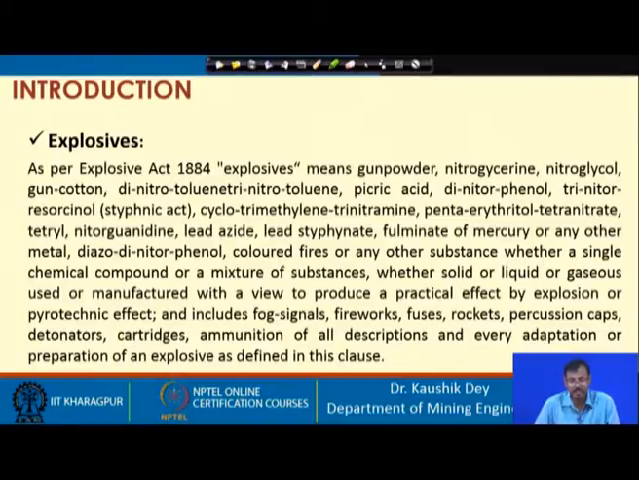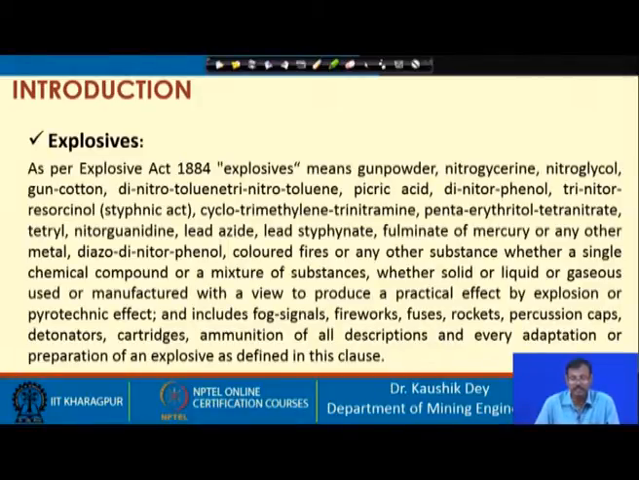These are the different chemicals listed in the Explosive Act 1884, or a mixture of substances, whether solid or liquid or gaseous, used or manufactured with a view to produce a practical effect by explosion or pyrotechnic effect, and includes fog signals, fireworks, fuses, rockets, percussion caps, detonators, cartridges, ammunition of all descriptions, and every adaptation or preparation of an explosive as defined in this clause.